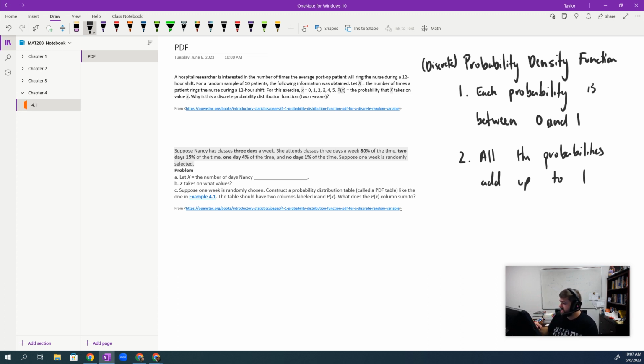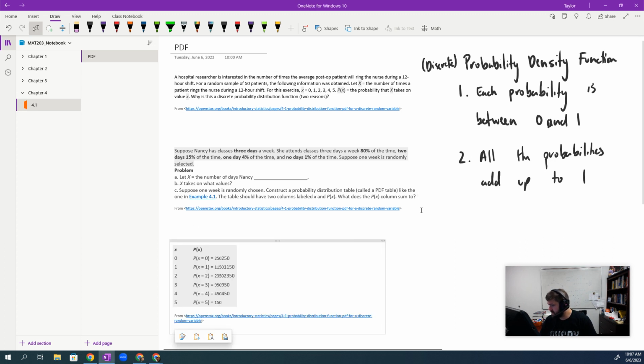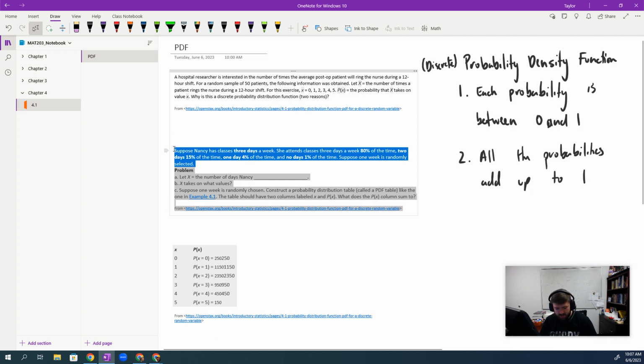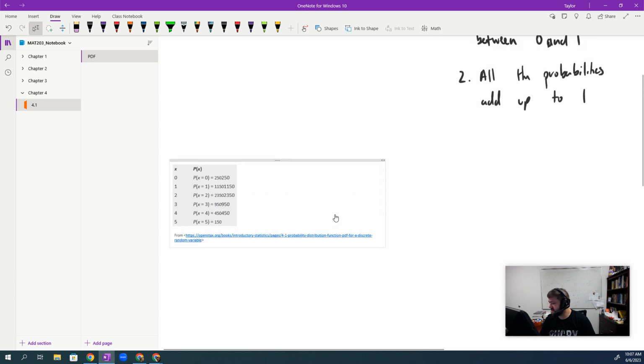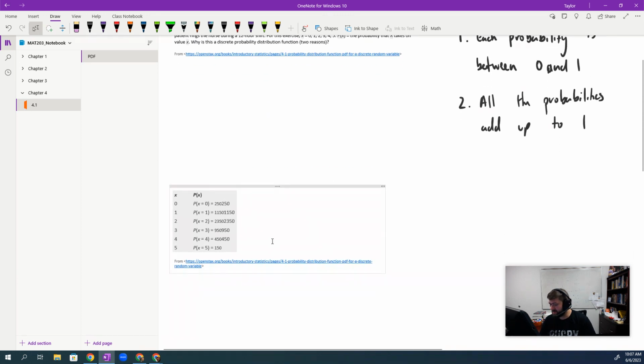Well, let's see. Are all the probabilities between 0 and 1? Well, it would help if I actually had copied the table to allow us to look at the values, right? So ignore this Nancy one. We'll come back to that. Here, I'll move the Nancy problem further down here. It doesn't distract us. Okay, so here's our table. So we can see our values. Rang the nurse no times, rang the nurse 1 time, all the way up to rang the nurse 5 times.